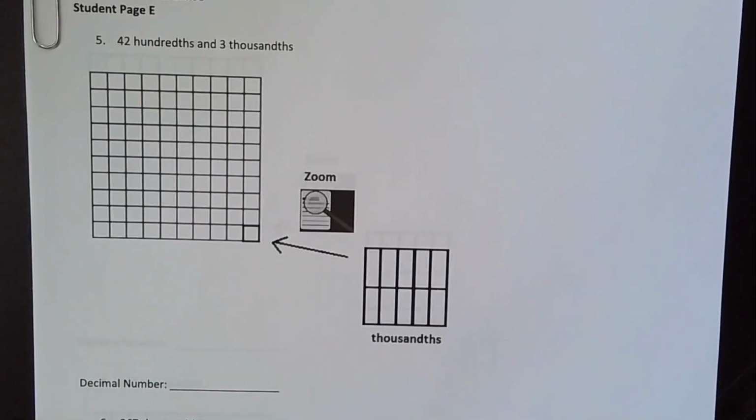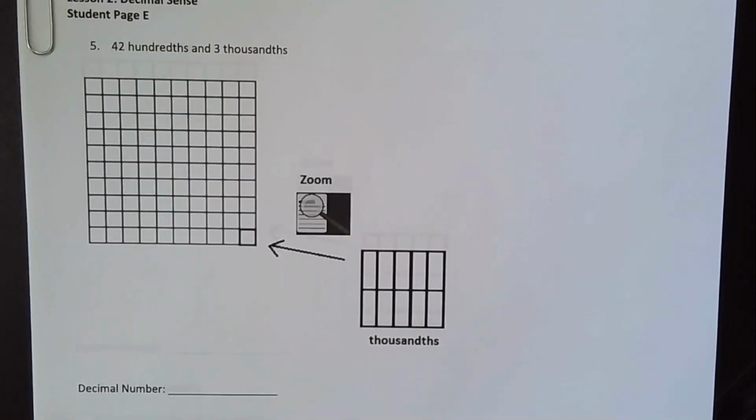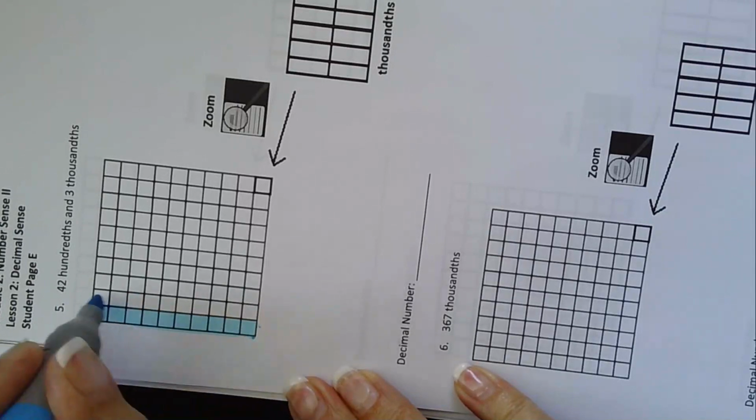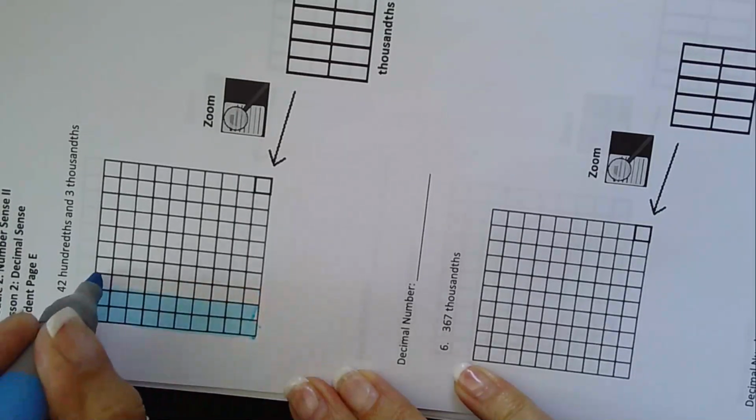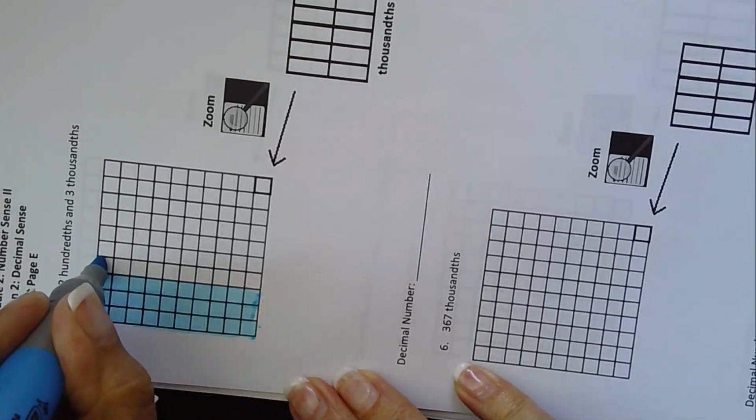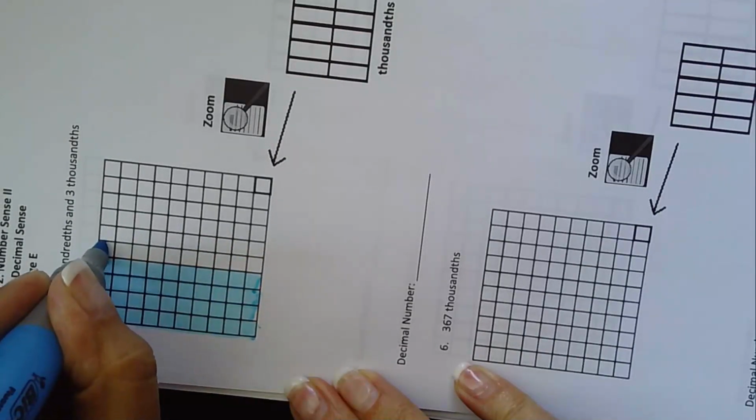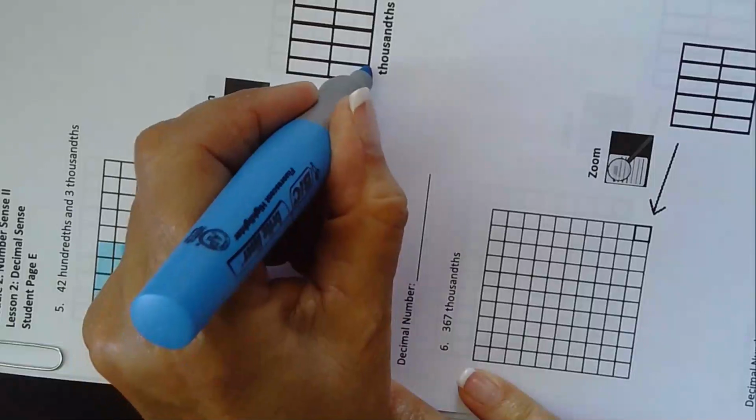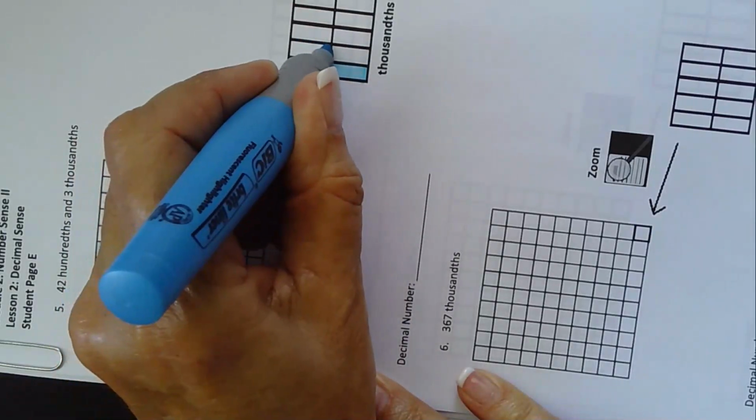Okay, so first we're supposed to color in 42 hundredths. So that means 42 out of 100 squares. So 10, 20, 30, 42. And then it says 3 thousandths. So go over here and do 3 in the thousandths box.